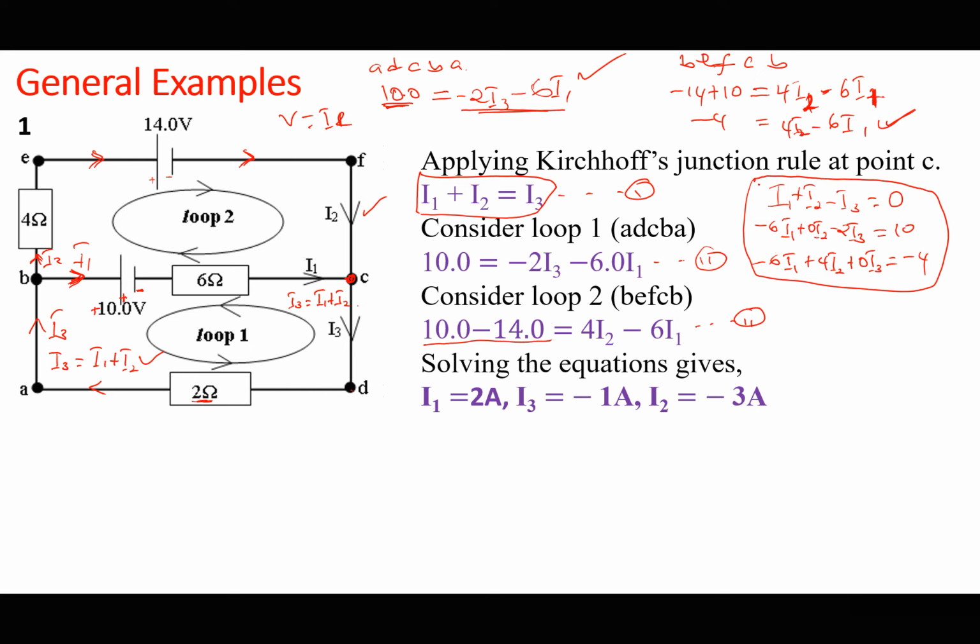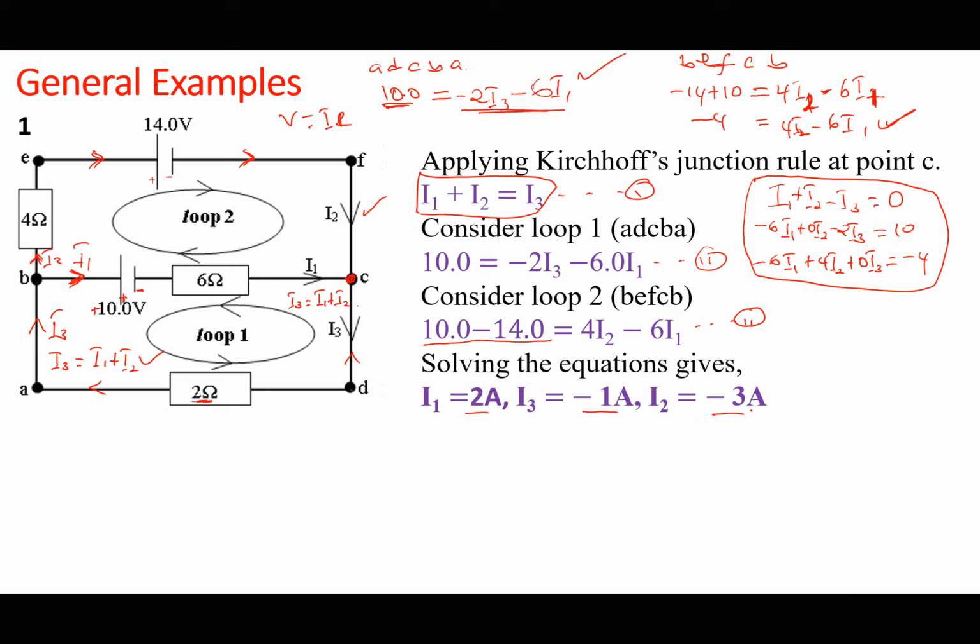You just put them in a calculator, or you can use the substitution method and see if you can solve I1, I2, and I3. I tried to solve and I got I1 as 2, I3 as negative 1, and I2 as negative 3. Of course, the minus just shows that the directions of the currents chosen here are not correct. For example, if I1 is 2 amperes and positive, it means we chose the correct direction of current for I1. If I3 is minus 1 ampere, it means the correct direction of current is in the opposite direction.